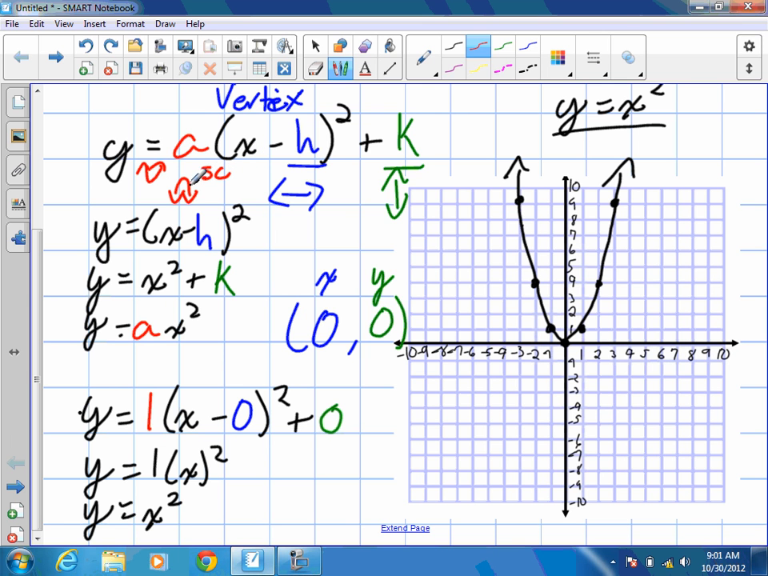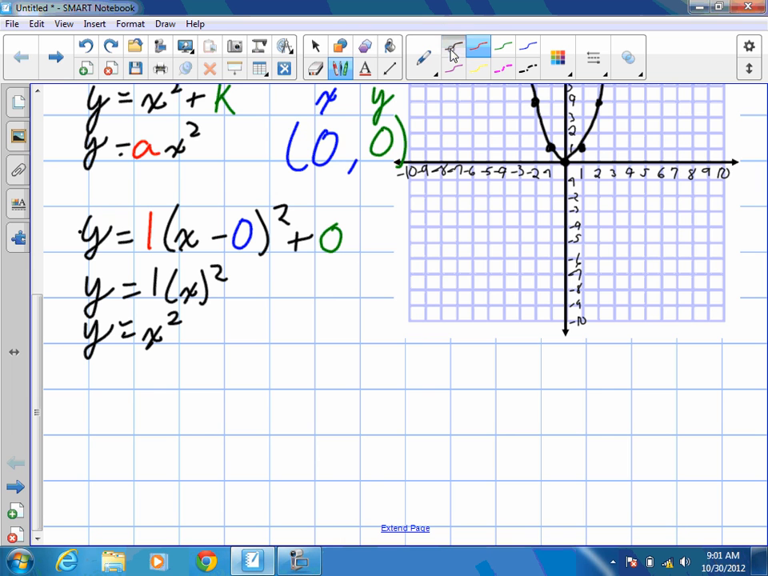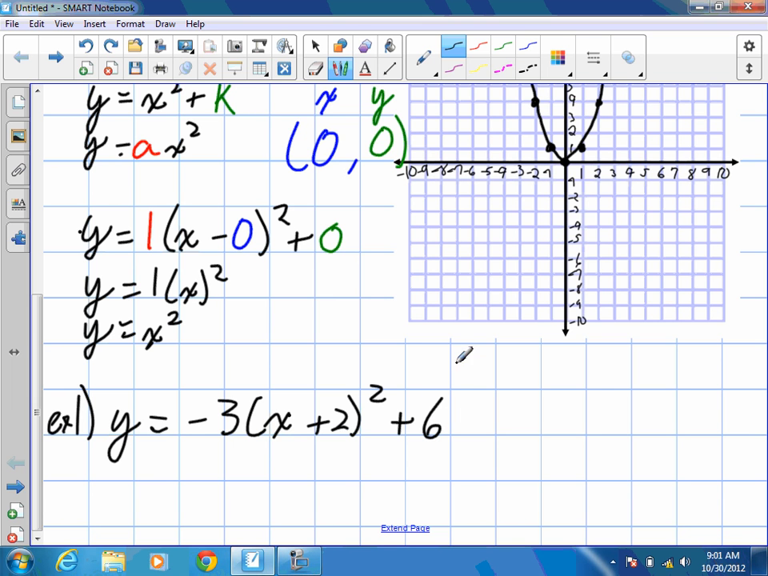So we're going to write in a question here. Call this example 1. Y equals negative 3 times (x plus 2) squared plus 6. First thing we want to do is identify everything in our vertex form for their variables. So we need to know what the A variable is. What is the A variable in this one? Negative 3. What is our H variable here? Positive 2. And what is our K variable? Positive 6. Good.